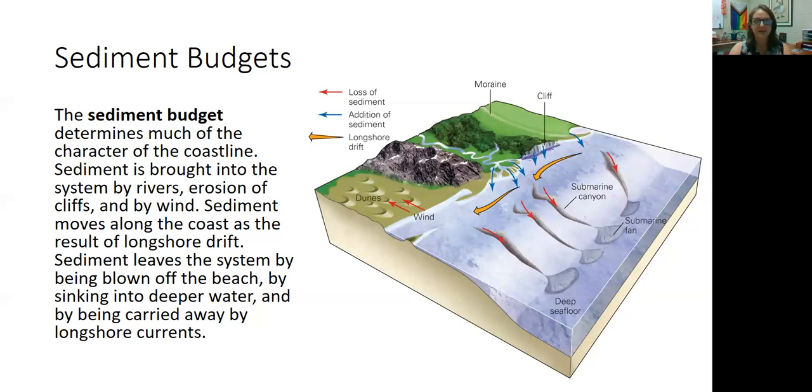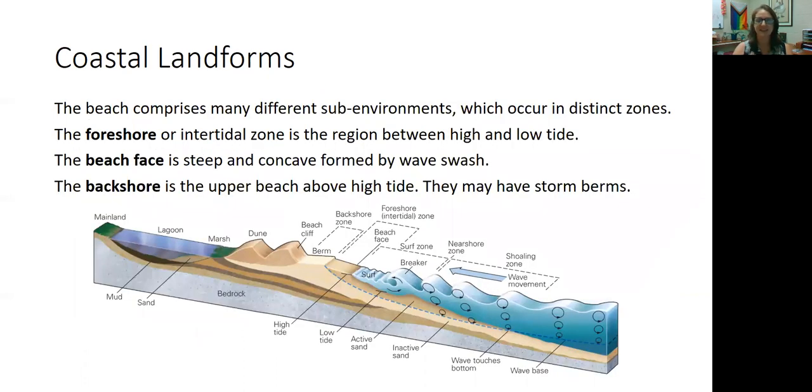So that sediment budget is washing around our beach. And as it does, it is creating different coastal environments, right? So the beach itself has many different sub-environments in it. The foreshore, also called the intertidal zone, that's the region between high tide and low tide. The beach face is the steep concave part of the beach that's formed by the wave swash. And then the back shore is the upper part of the beach above high tide, right?